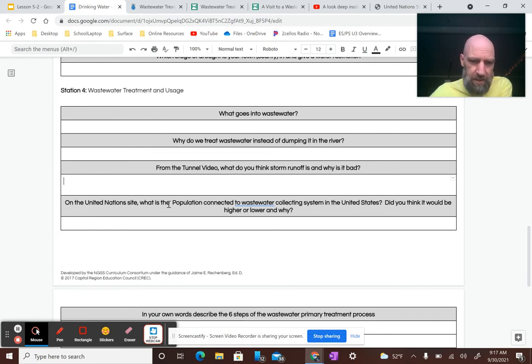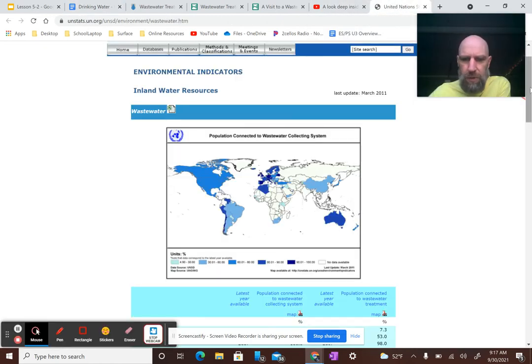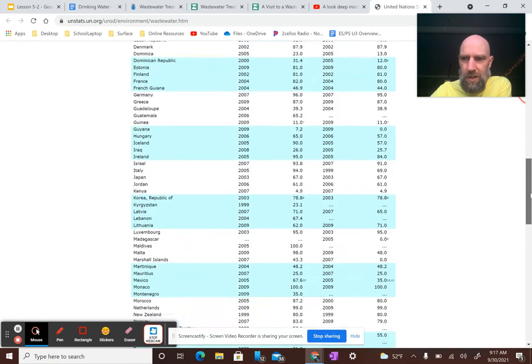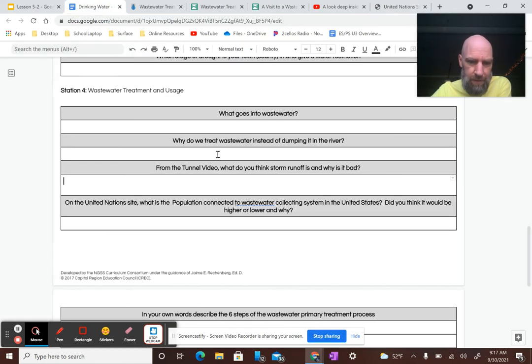On the United Nations site, what is the population connected to wastewater collecting system in the United States? Do you think it would be higher or lower and why? So you're going to need to go into this site right here. Now, if you look down here, what they want to know is how many homes are connected to a sewer. So if we go down here in the United States, it's this number right here. Back in 1996, that number is the percentage of households that were connected to the sewer system. Do you think it would have been higher or lower and why? And let's see down here.